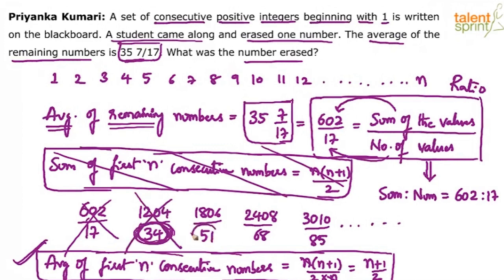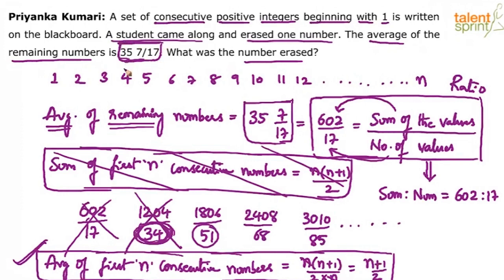Similarly, if you consider the remaining numbers to be 51, the total was 52. One of the numbers got erased, so 51 numbers are remaining. What is the average of 52 numbers? 52 plus 1 by 2 is 53 by 2, which is 26.5. If the average of all the numbers is 26.5, can the average of the remaining numbers be 35 7 by 17?